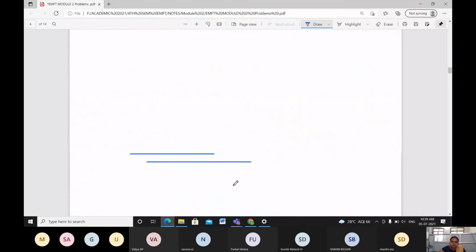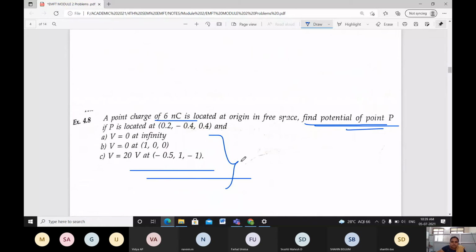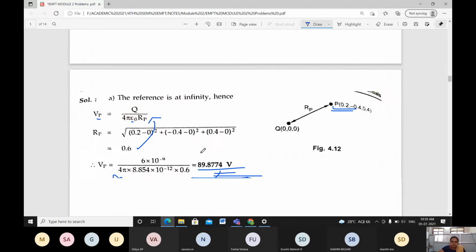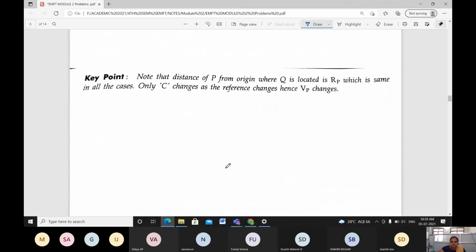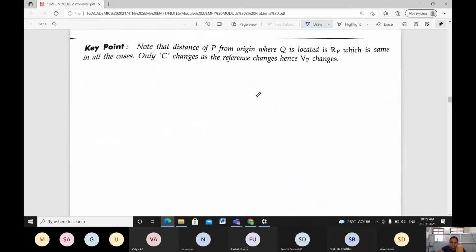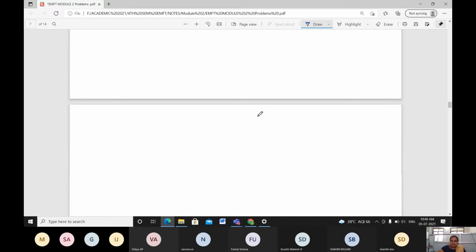This is how you have to solve the problems when they are given with different cases. Don't keep in your mind that the same variables will be given to you. The variables may change according to the problem, and based on that you have to solve the problems. This is one type of problem. Next, a small keynote is given. The distance of P from the origin where Q is located is taken as Rp, which will be the same for all the cases taken in the previous case. Only the charge changes as the reference changes with the Vp changing. That's what it is telling here.